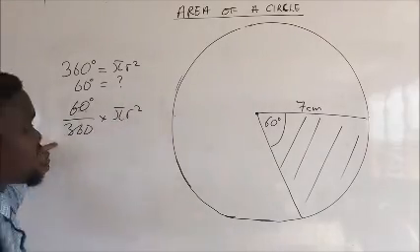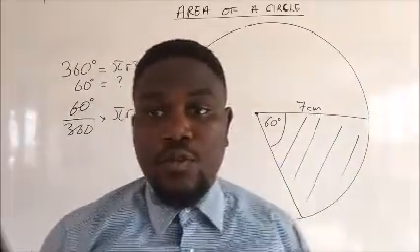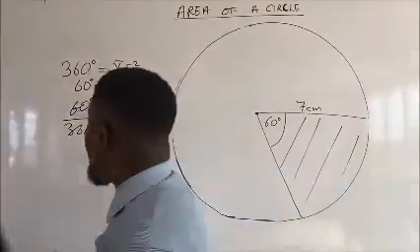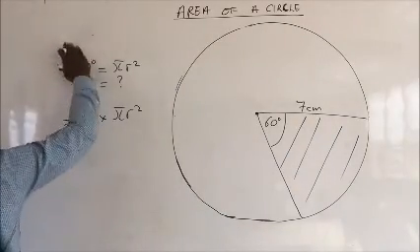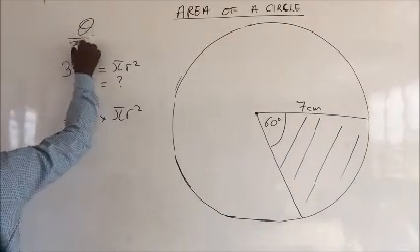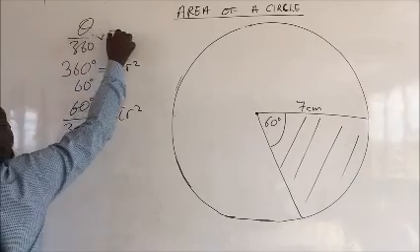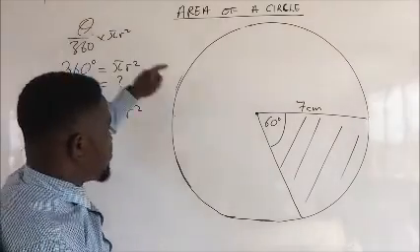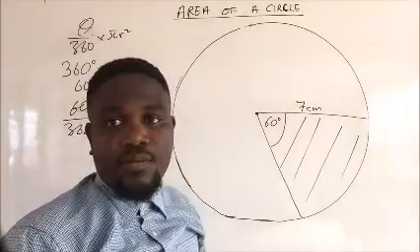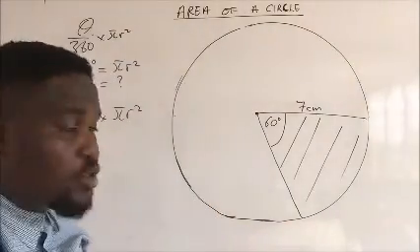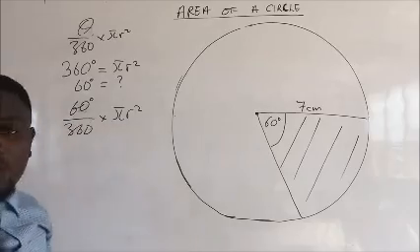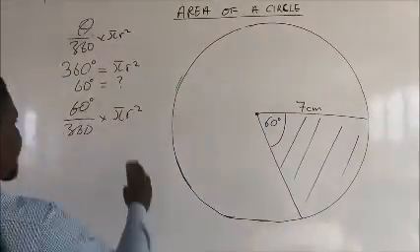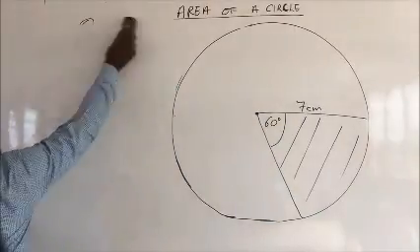So this gives us the formula for solving such questions. The formula in some books, you will see them say it is theta over 360 times pi r squared. Theta here refers to the angle given. Okay? So I just wanted to show you how the formula was gotten. So this is the formula we are using. So let's solve our final question.